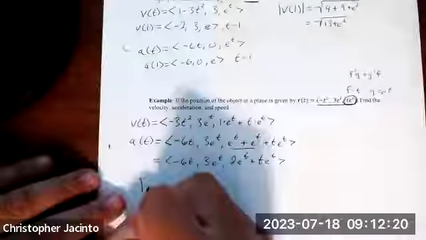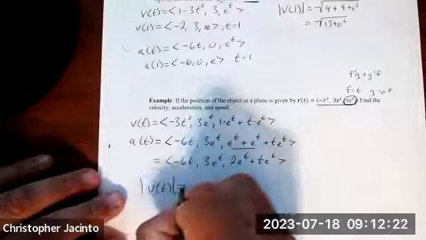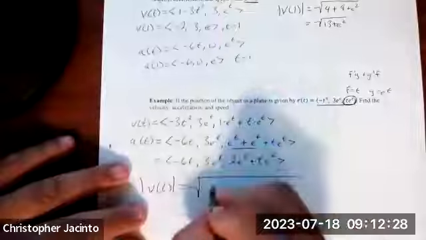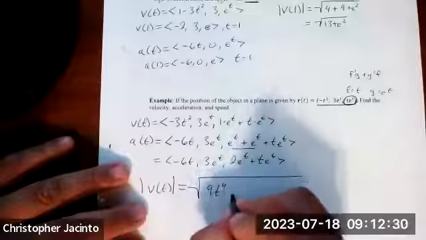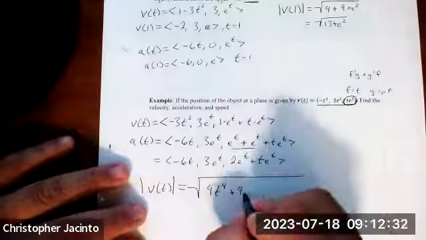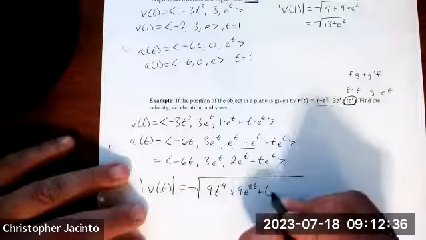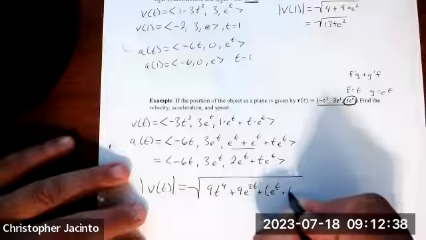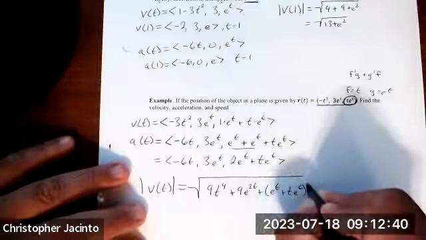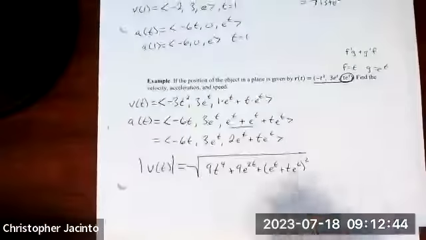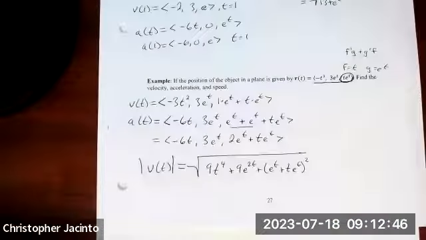And then finally, the magnitude. So if we square every single thing, this is now going to be 9t to the 4th plus 9e to the 2t plus all of this squared. And you can just leave it like that. At this point, there's no point in simplifying. That makes sense as to why it does that.